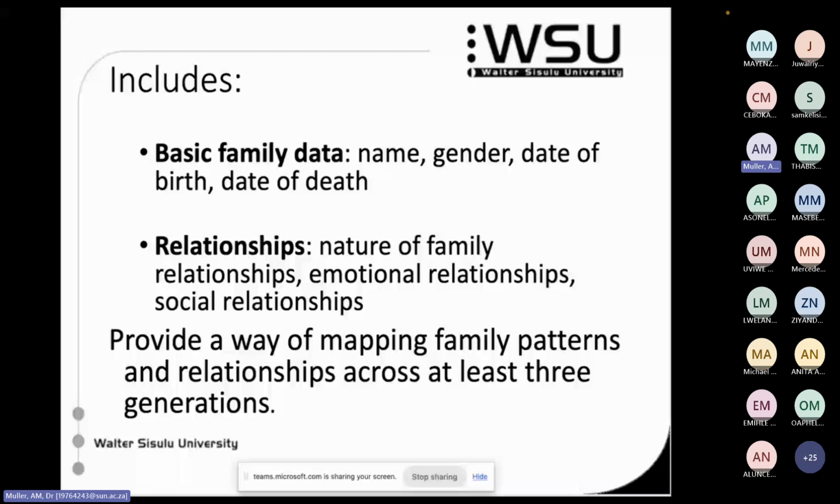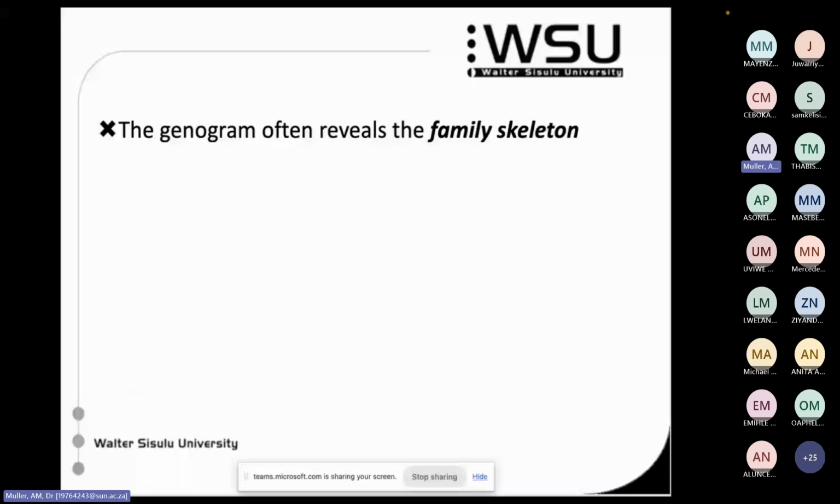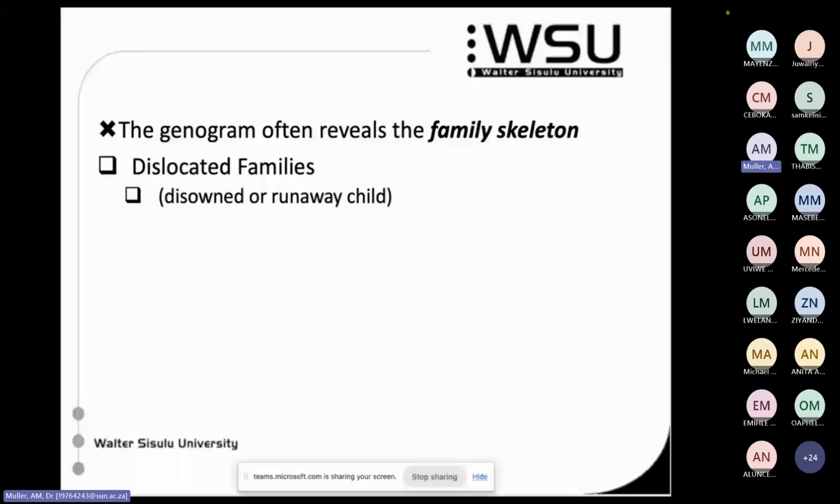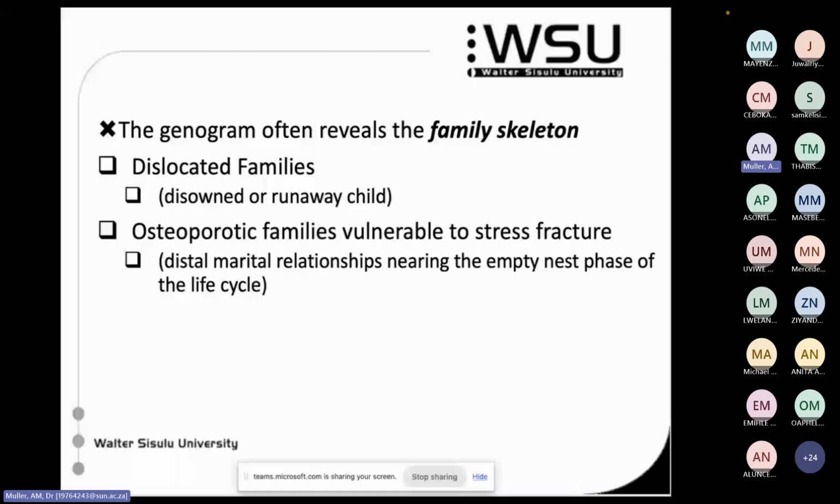When we look at a genogram, you can almost think of it as a skeleton of this family, and you can therefore diagnose problems when you look at the skeleton. You might notice that part of the family is dislocated, so there might be a disowned child, a runaway person, or a person who's no longer in the family. You might have families under massive stress, where there's a danger that things might escalate into gender-based violence, or already have been escalating into violence. Or there might be issues like marriage relationships or the empty nest phase when children leave the home.